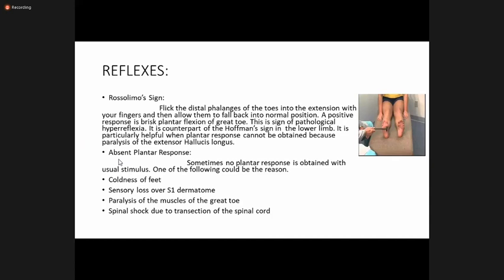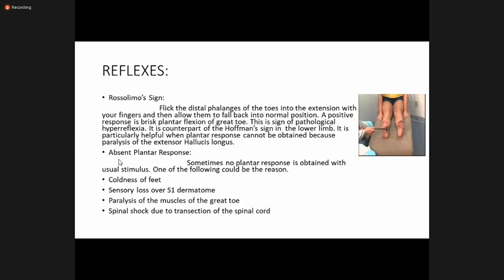flex the distal phalange of the toe into extension with your fingers and then allow them to fall into the normal position. The positive response is brisk plantar flexion of the great toe. This is a sign of pathological hyperreflexia. It is the counterpart of the Hoffman sign in the lower limb. It is particularly helpful when plantar response cannot be obtained because of paralysis of the extensor hallucis longus. So it is a rare test, but if you know it, it is good.